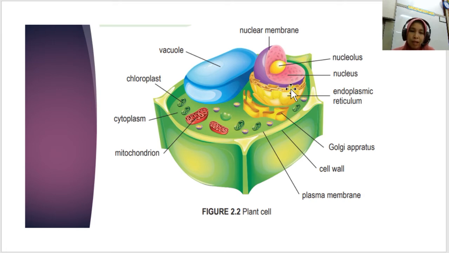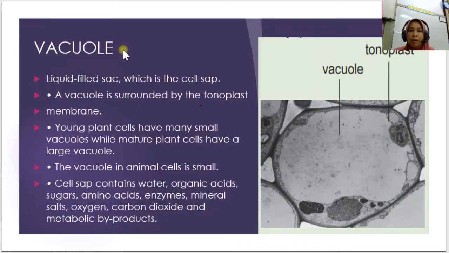But the plant cell has certain organelles that the animal cell does not have. So what are they? They are the vacuole.